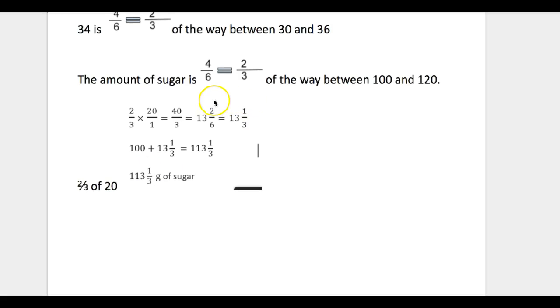If you look back here and you're wondering where this 2/6 came from, the 2/6 would be here if you were multiplying 4/6 by 20. And that's why they put that in here, because you might have that as part of the answer. And if you do want to simplify it to 13 1/3.